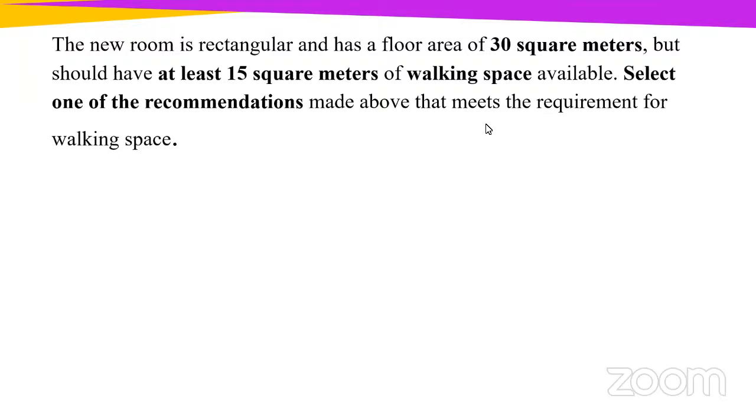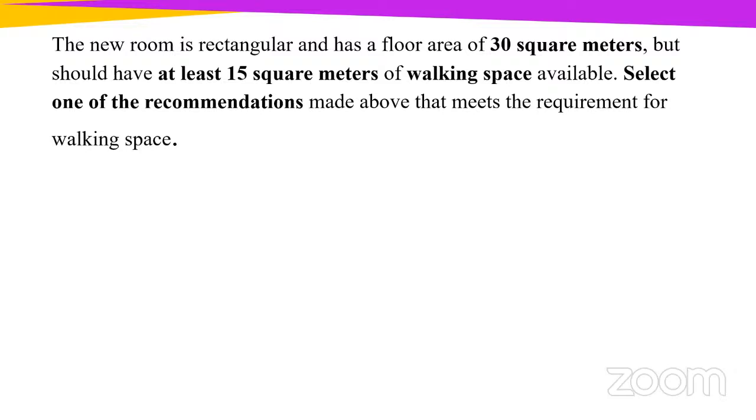All right, I'm still not getting the understanding. Let me read the sentence once more. The new room is rectangular and has an area of 30 square meters, but should have at least 15 square meters of walking space. Now, boys and girls, when we're going to put our furniture in our room, what are the things that we need to consider? Let me put the question this way and see if you will understand a little bit more what the sentences are saying.